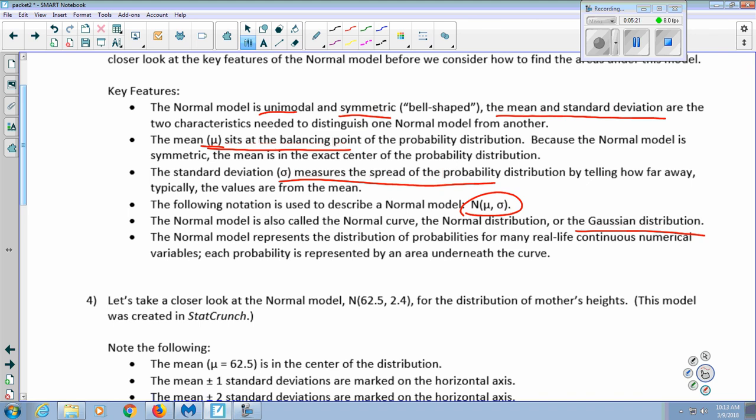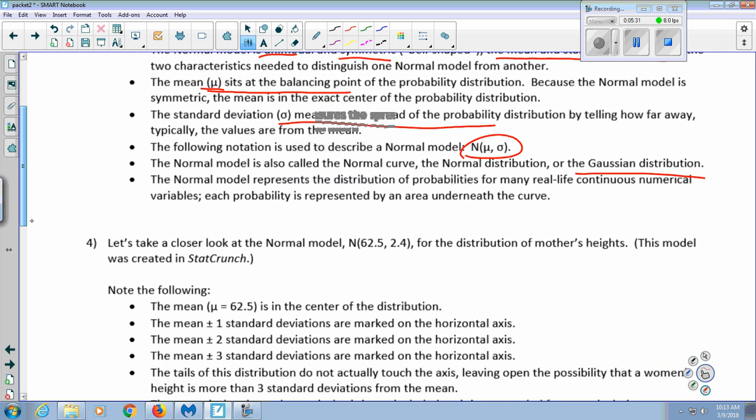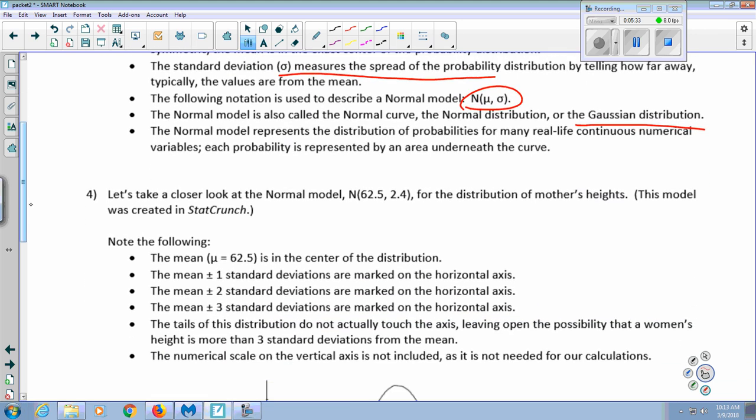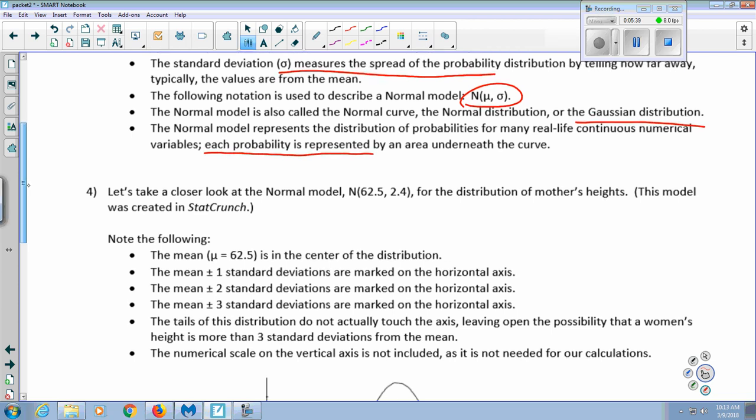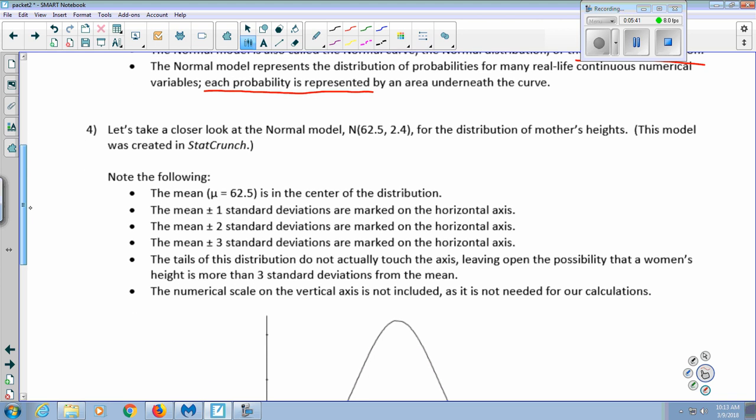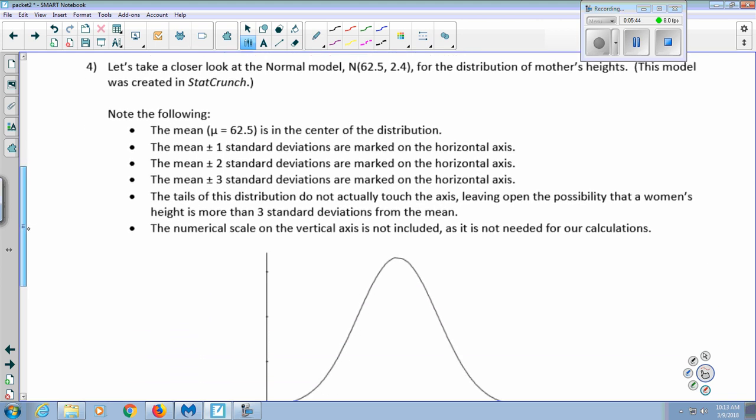The normal model represents the distribution of probabilities for many real-life continuous numerical variables. So this is, as I said, the most commonly used model. And we're going to be able to find the probability of things because they're going to be represented by the area under the curve. And we're going to be able to talk about how to find the area under the curve, even though this isn't necessarily a simple-looking curve.